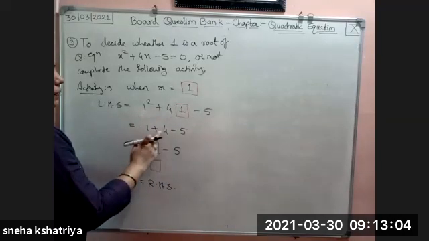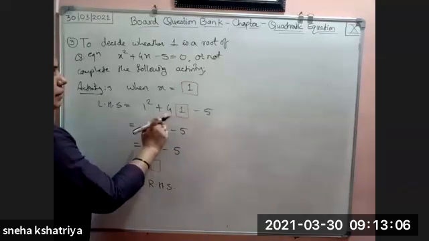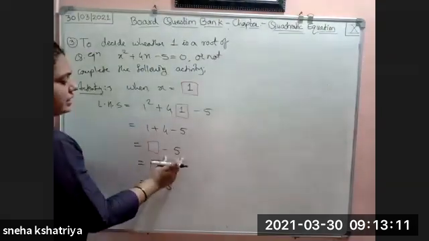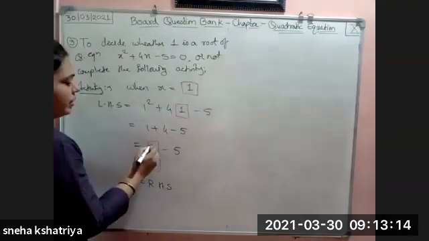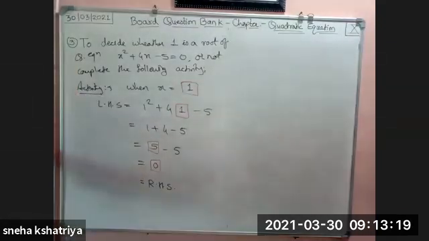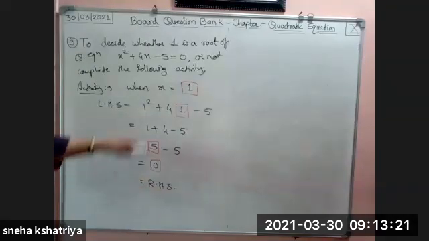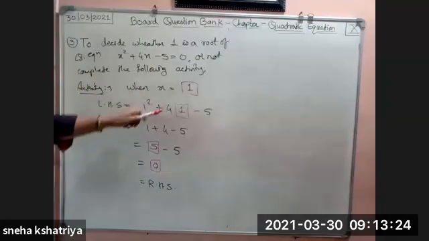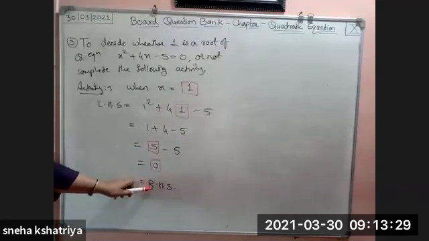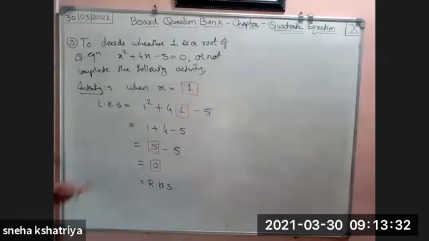So what do we get? 1 plus 4 minus 5. After multiplying 4 into 1, we get 1 plus 4, and this minus 5 is as it is. So in this bracket, 1 plus 4, how much will it become? It will become 5. And 5 minus 5 is what here? 0. That is what you get on the right hand side. After putting the value of x as 1 in this quadratic equation, we get the value of that quadratic equation as 0. So this LHS becomes equal to RHS. This equation is equal to 0. So therefore, we can say that x is equal to 1 is a root of the quadratic equation.